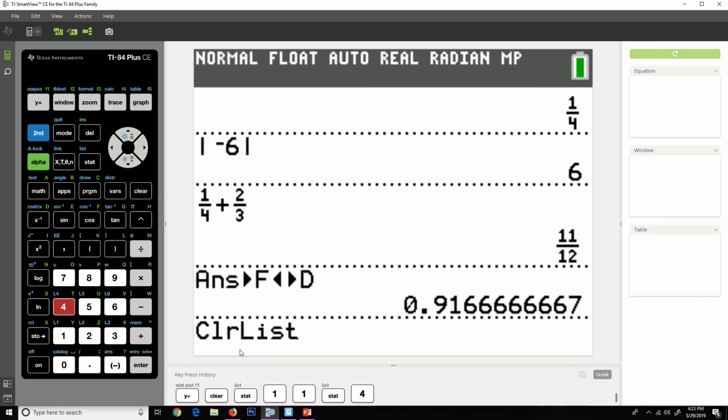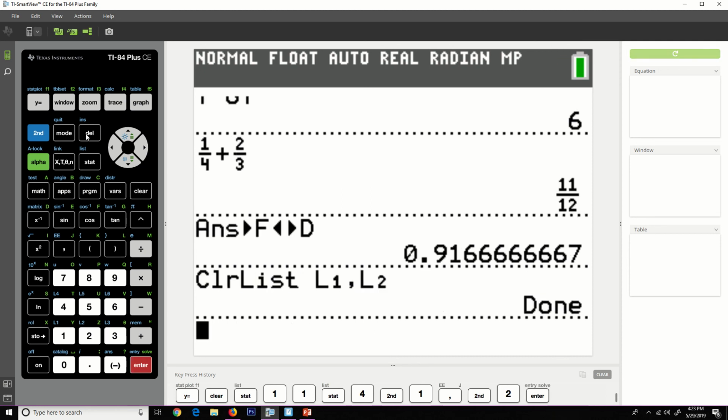Now if you saw, I had 2 lists there. I can clear out both of those lists, and they are the second feature of the 1 button and the 2 button. So if I hit second and then 1, I'll clear out list 1. And if I want to do this second one, I have to separate it by a comma. Now the comma button is right above the 7, and let's clear out that second list like that. We'll hit enter, it'll say done.